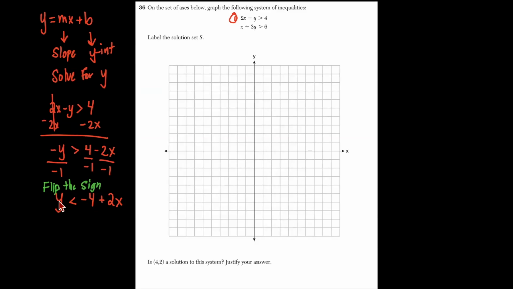But now that I've got this, I'm going to go ahead and graph it. Again, identify my y-intercept as the constant term, and my slope as the coefficient. So first, start off at -4, 1, 2, 3, 4, and my slope is up 2, right 1, up 2, right 1, up 2, right 1, and so on. Same thing in reverse: down 2, left 1, down 2, left 1, down 2, left 1.